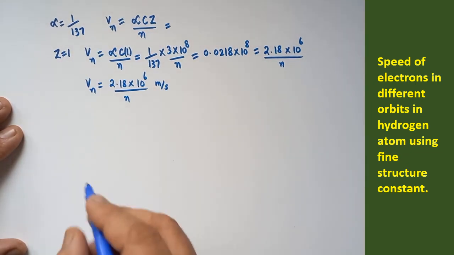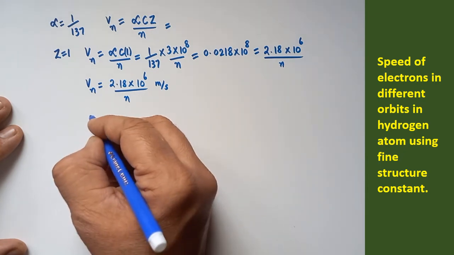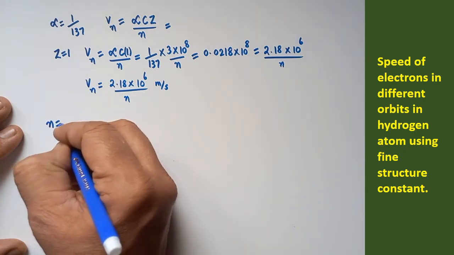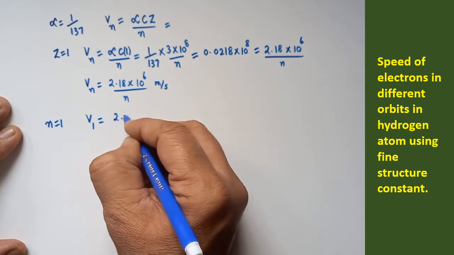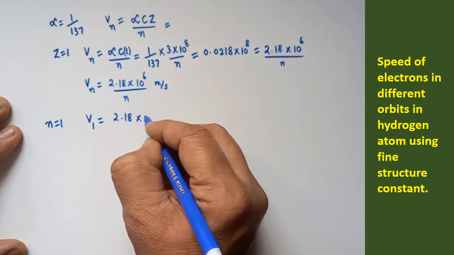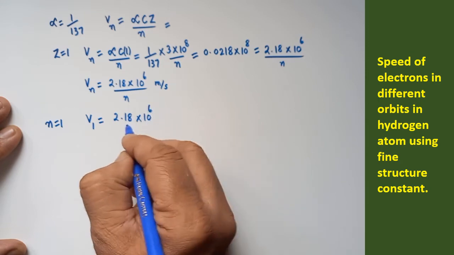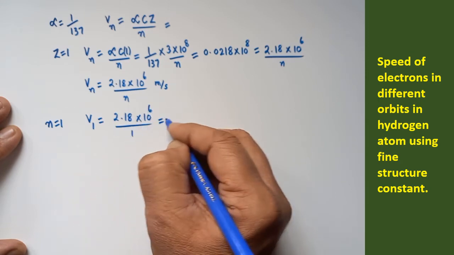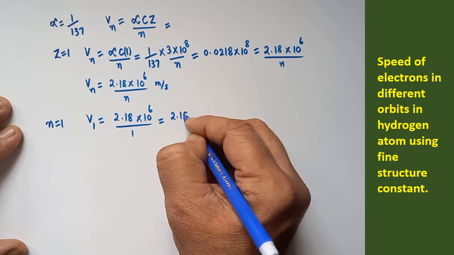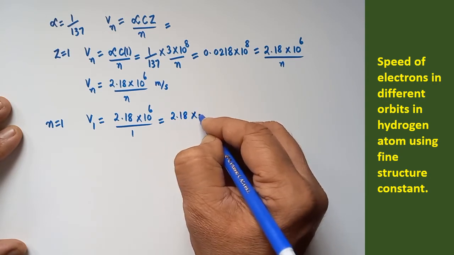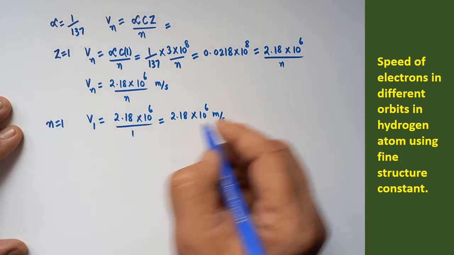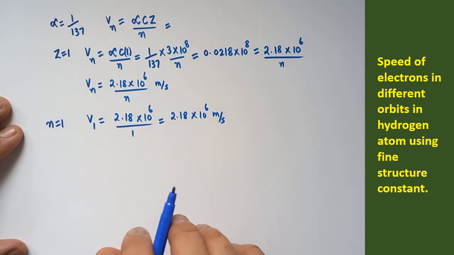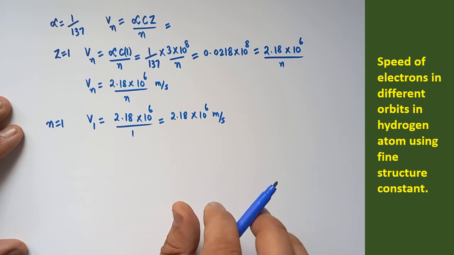Now I am going to calculate the velocity of the electron in the first orbit. Substitute n is equal to 1, V1 is equal to 2.18 into 10 to the power of 6 whole divided by 1. Its answer is 2.18 into 10 to the power of 6 meter per second. This is the speed of the electron in the first orbit of the hydrogen atom.